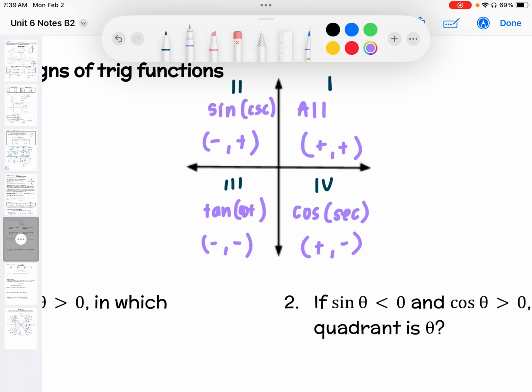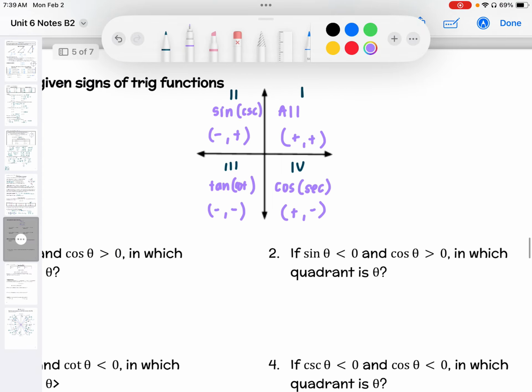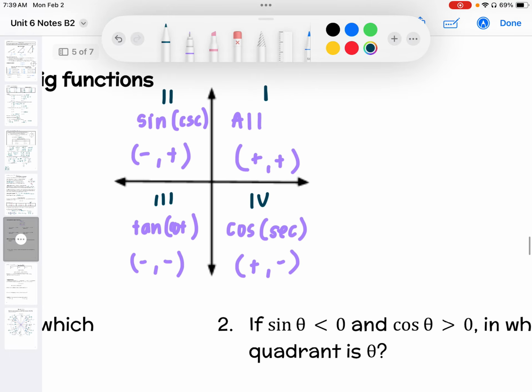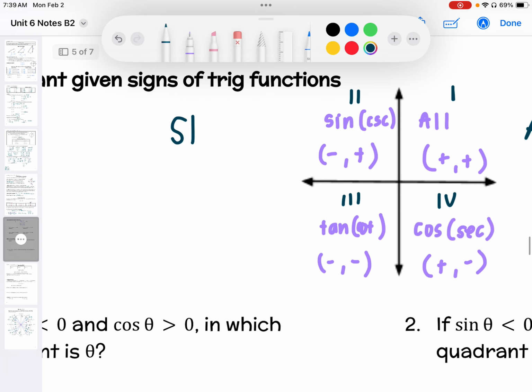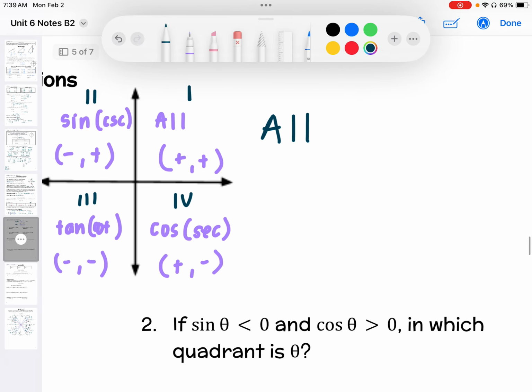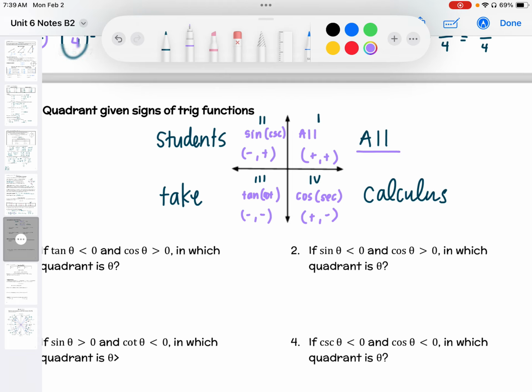So I think I already told y'all this, a way to remember the order of them, if we think about "All Students Take Calculus," and we think about the All, S would be sine, T would be tangent, and C would be calculus, or cosine. And that's a way to remember which trig functions are positive in which quadrant. And so it's the trig function and its reciprocal.